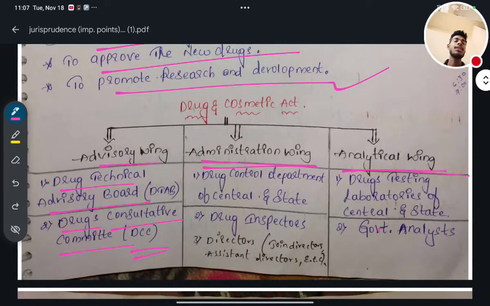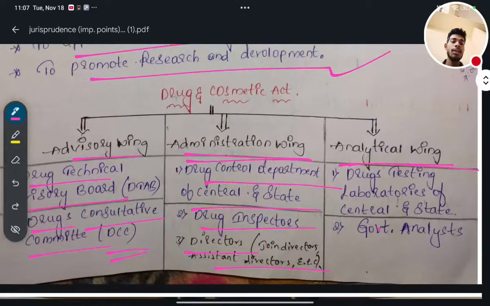Next, the administration wing. Administration wings are those who will observe and see if there is any wrong, correction or any problem, whether everything is okay or not, and whether the work is going on properly or not. This will be observed by the administrative wing. So in that, the drug control departments of central and state will come. In this you will see the drug inspector, director and assistant director, that is called joint directors.